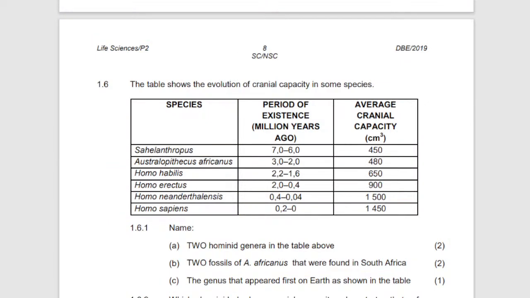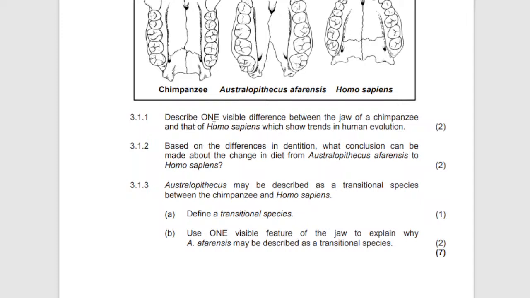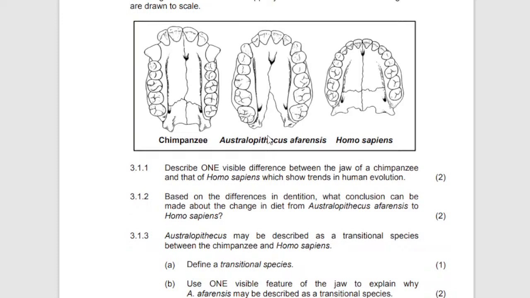let's see if we can have a simple question here. A simple question. There is the skull. Describe one visible difference between the jaw of chimpanzee and the Homo sapien. The jaw of chimpanzee and Homo sapien.